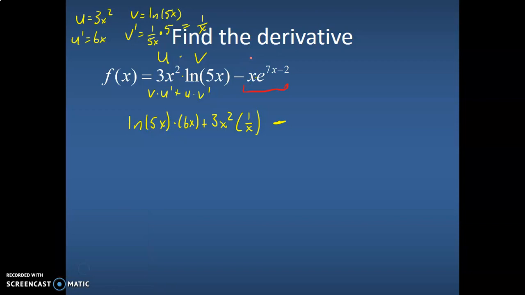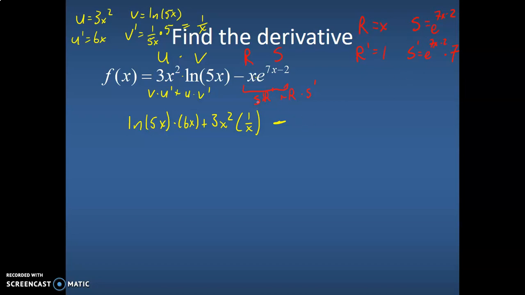So over here, let's use what letters? R and S. So we'll say this is R and this is S. I didn't want to use U and V again to get you guys confused. So we're going to end up doing S times R prime plus R times S prime. So R equals x, R prime would just be 1, S equals e to the 7x minus 2, S prime would be e to the 7x minus 2 times the derivative of 7x minus 2, which is 7.